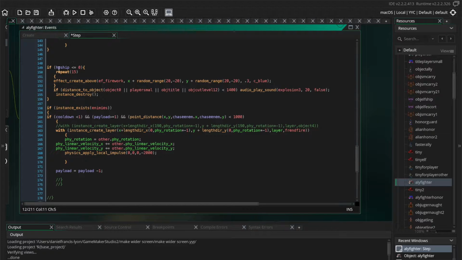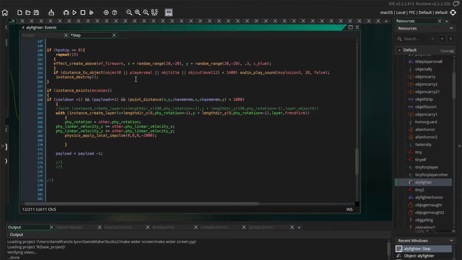If the HP gets below 0, it blows up. I added some particle effects, some fireworks, made it look cool. You'll see that later.